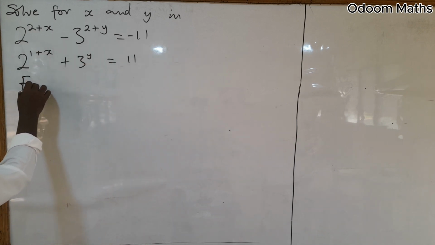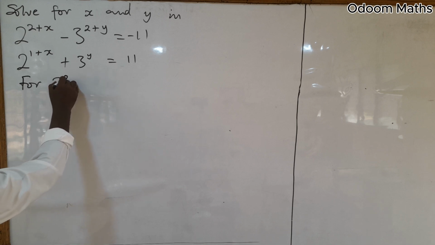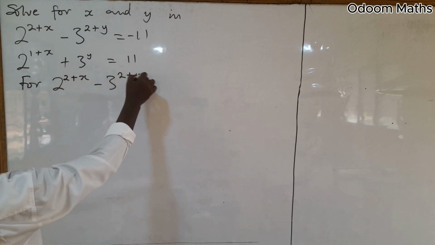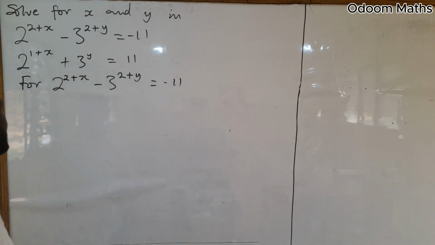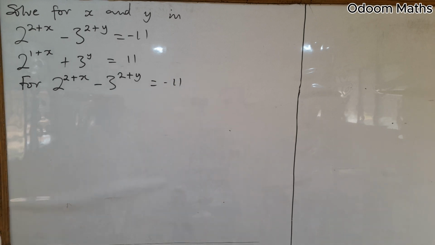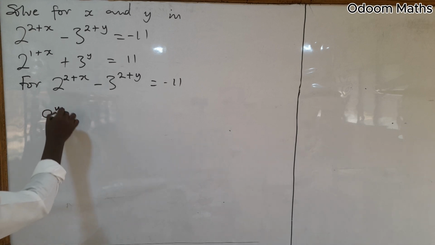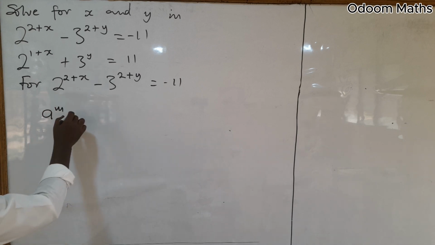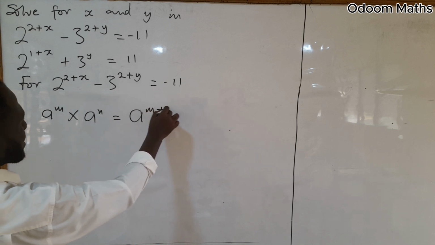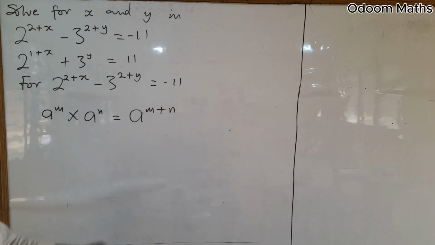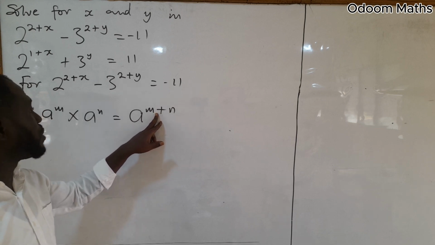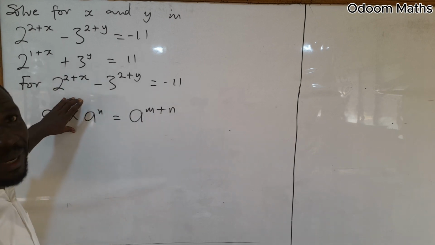So for 2 to the power 2 plus x minus 3 to the power 2 plus y equals negative 11. Now let's cast our mind to the first law of indices. That says a to the power m times a to the power n becomes a to the power m plus n. So we can see that since there is a plus here, we can change this to this format.